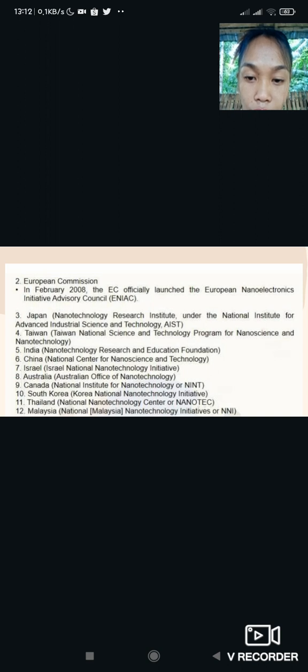Seventh, Israel. Israel National Nanotechnology Initiative. Eighth, Australia. Australia Office of Nanotechnology. Ninth, Canada. National Institute for Nanotechnology, or NINT. Tenth, South Korea. Korea National Nanotechnology Initiative. Eleventh, Thailand. National Nanotechnology Center, or Nanotech. Twelfth, Malaysia. National Malaysia Nanotechnology Initiatives, or NNI.